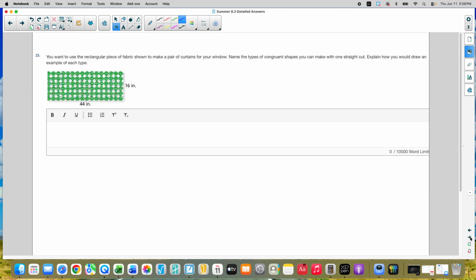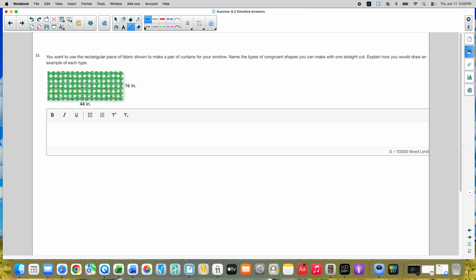You want to use a rectangular piece of fabric shown to make a pair of curtains for your window. Name the types of congruent shapes you can make with one straight cut. Explain how you could draw an example of each type. Well, I could draw it. It depends. Are my curtains going to be rectangular?